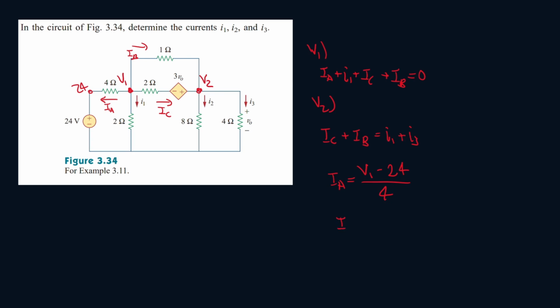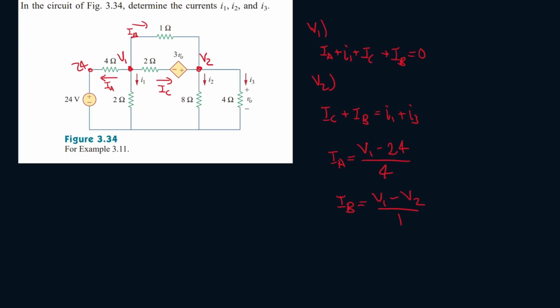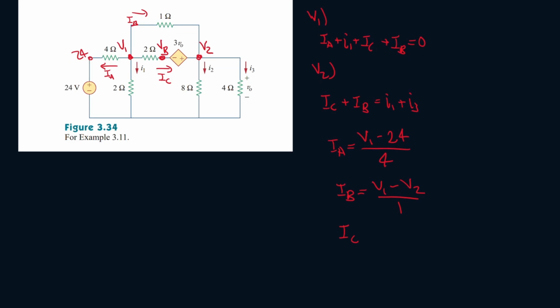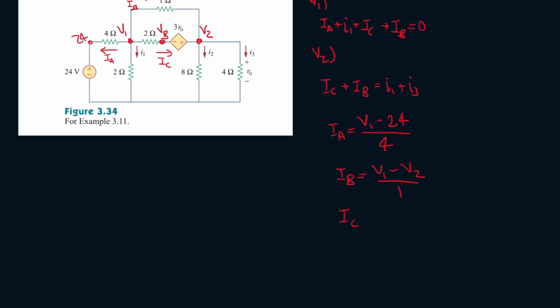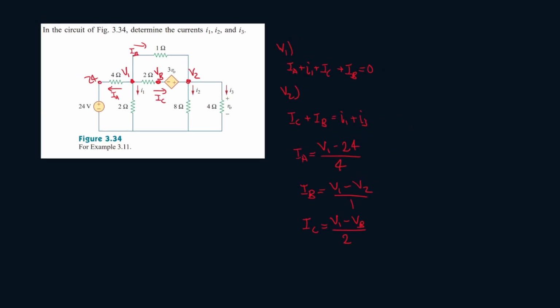Now let's find the equation for IB. So IB, it goes from V1 to V2, so V1 minus V2, all over 1 ohm. Now, IC is the tricky part. So let's call this portion VB, okay? We don't know what VB is, but we'll find it later. So to represent IC, it'll be V1 minus VB all over 2 ohms, okay?